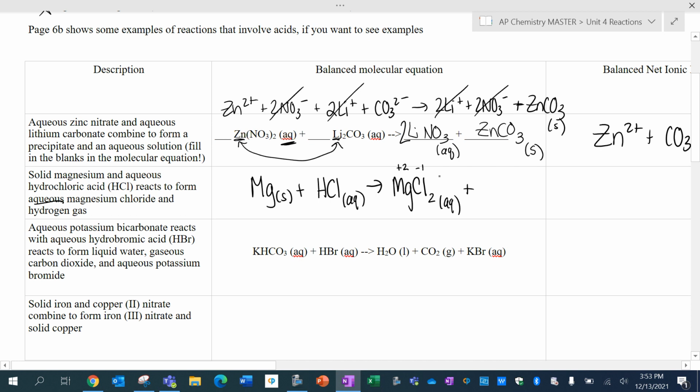And then hydrogen gas. Whenever you're writing down the formula for an element, like either magnesium or hydrogen, what you want to keep in mind is Hofbrinkel. Hofbrinkel tells us the diatomic elements. So hydrogen is part of Hofbrinkel, so it's H2. Magnesium, not part of Hofbrinkel, so it's just Mg. Okay, and now I want to balance it. There we go. So that is my molecular equation.